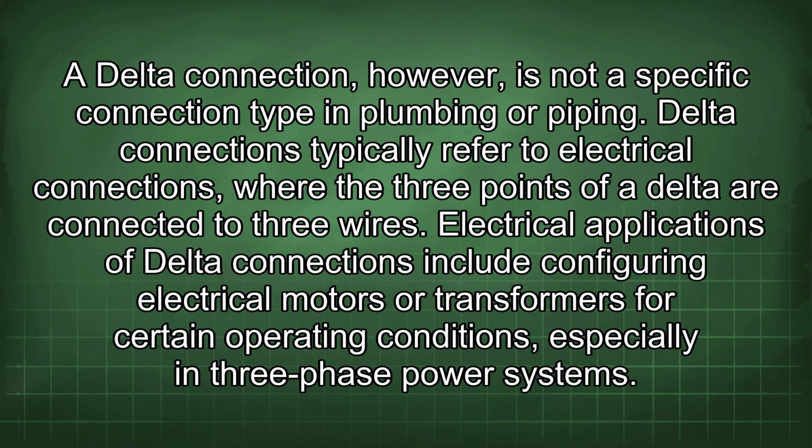A delta connection, however, is not a specific connection type in plumbing or piping. Delta connections typically refer to electrical connections, where the 3 points of a delta are connected to 3 wires. Electrical applications of delta connections include configuring electrical motors or transformers for certain operating conditions, especially in three-phase power systems.